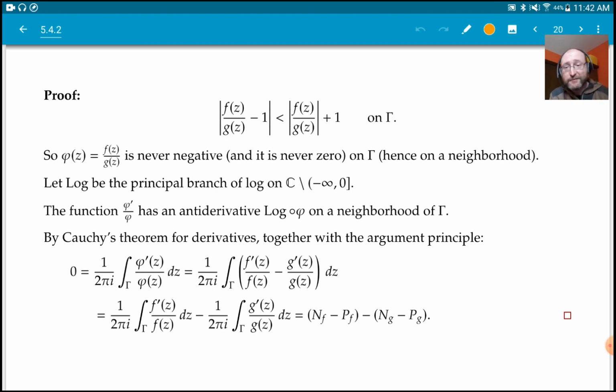The argument principle tells me that the first guy, that's the number of zeros of f in v, which is inside of gamma, minus the number of poles, right? And the second integral is, well, the same thing for g, right? Which is precisely what I wanted, right? Wanted to show that these two numbers are equal, right? So that's Rouché. That's the proof of Rouché's theorem, right?